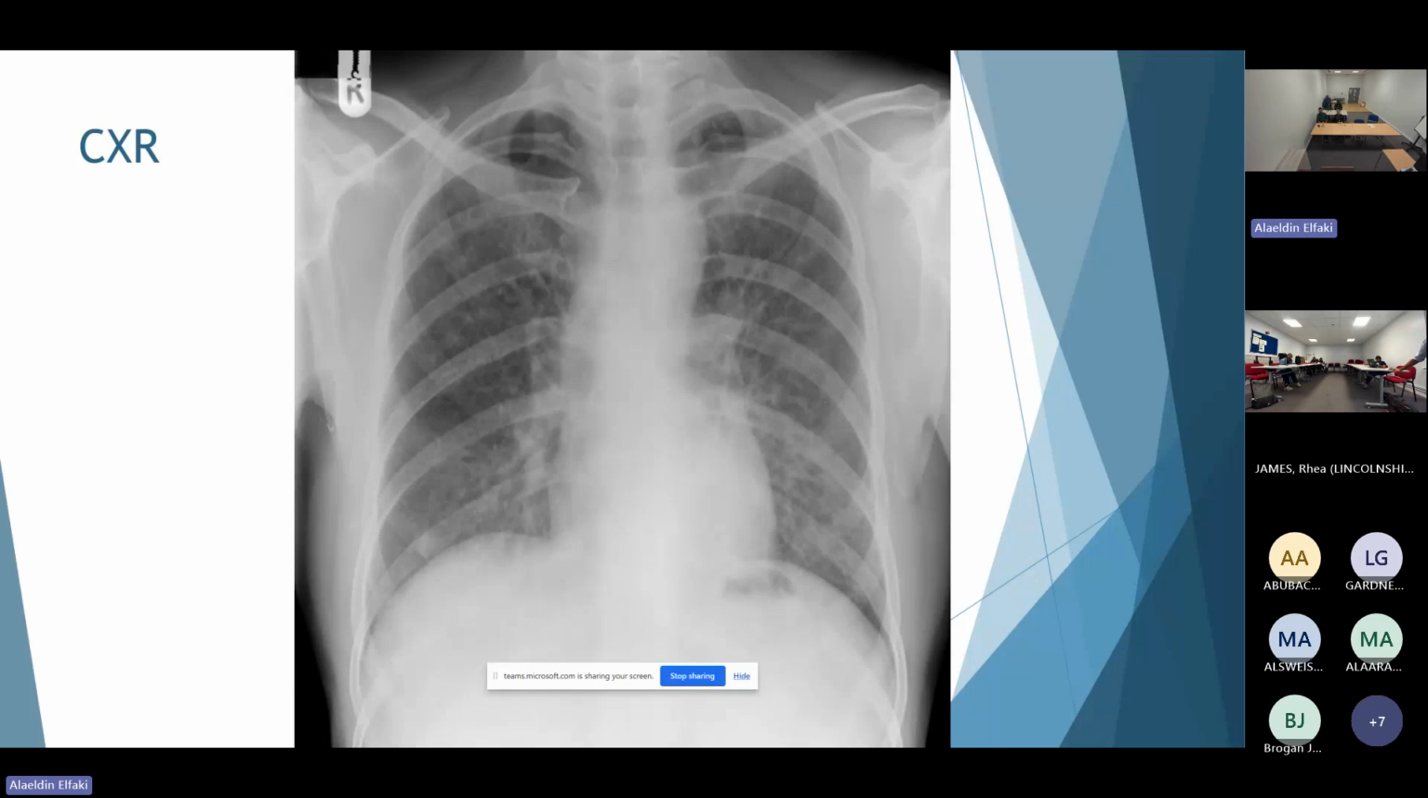I said it looks like it's worse on both bases, but you can also see it in both upper lungs. It looks like there is reticulonodular shadowing bilaterally. Yeah, there are bilateral reticular shadows and some nodularities as well. There are some nodules.